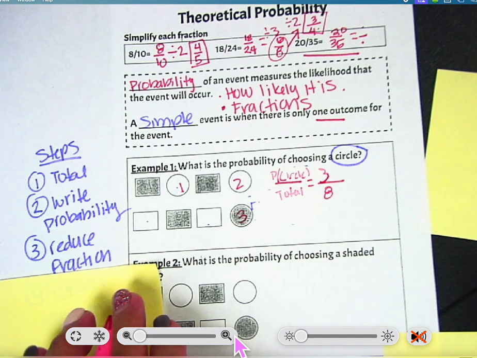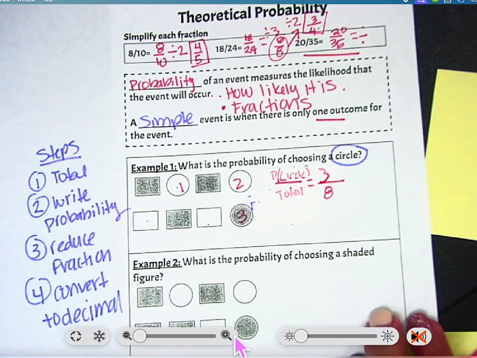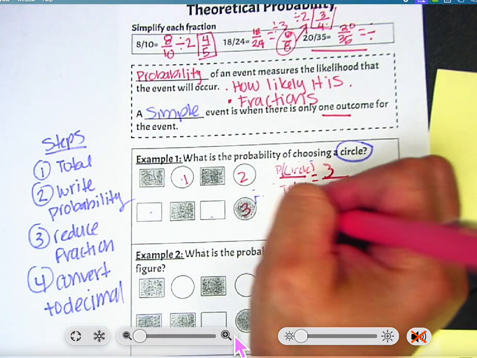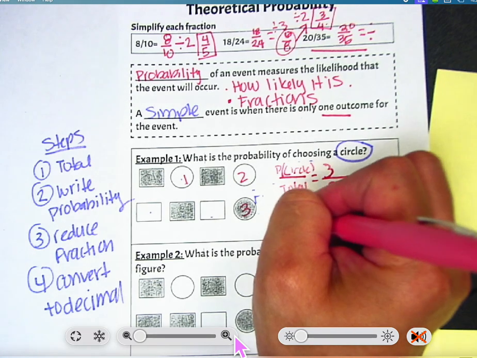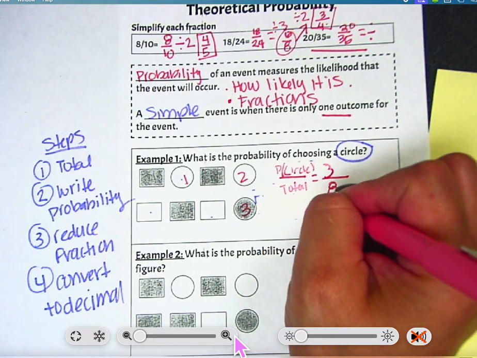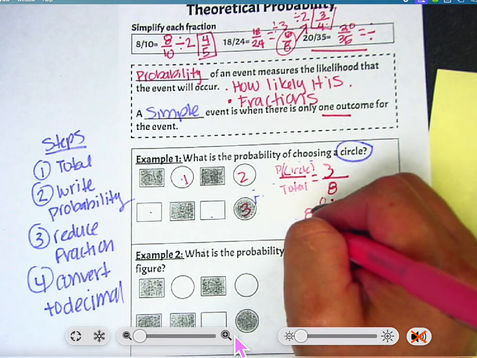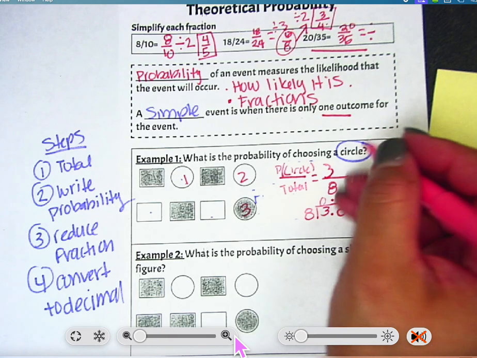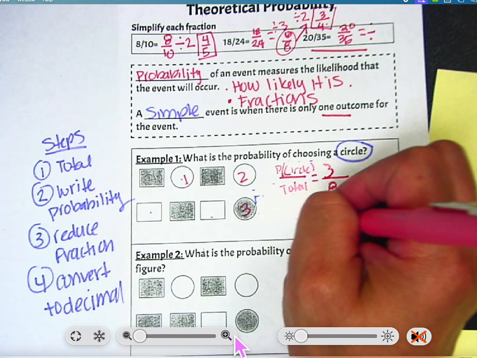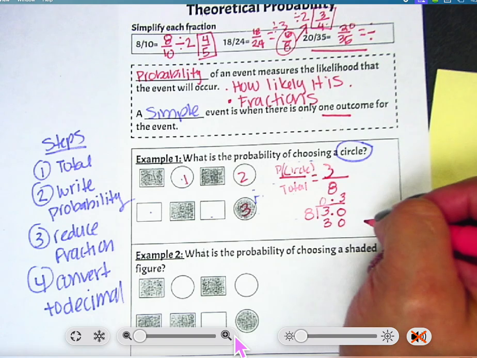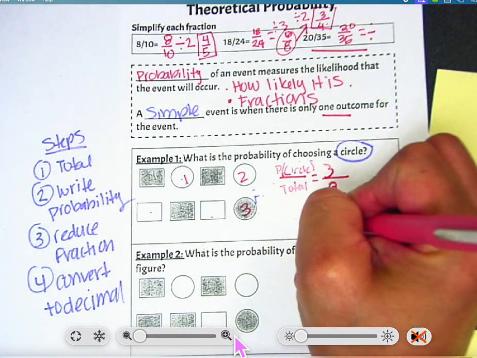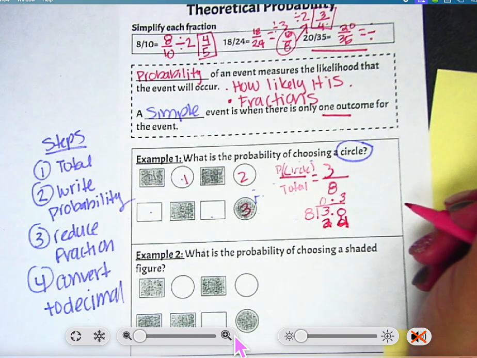So then your last step is going to be to convert it into a decimal. And we're just going to do that by doing 3 divided by 8. So I'm going to do 3 divided by 8. Put your placeholder, add your 0, bring your decimal up. 8 goes into 30 3 times. 8 times 3 is going to be 30. It's not 30, it's 24. Sorry guys. 8 times 3 is 24.